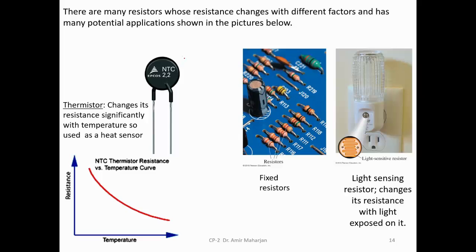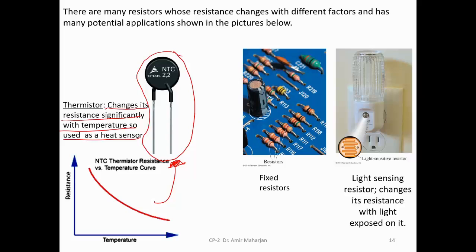Here are some more examples. This particular very important, useful device is called a thermistor. Thermistors are made from semiconductor materials, and their resistance can change significantly with the increase in temperature. That's why it can be used as a heat sensor, a thermal sensor. You can clearly see as you increase the temperature, its resistance decreases. That's the property of thermistors, and that can be used as a thermal sensor in many applications.